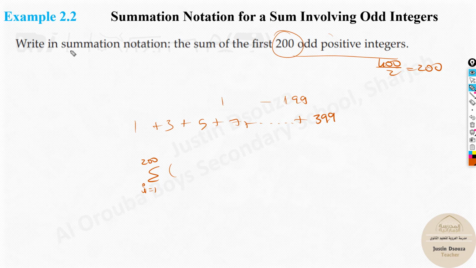Odd numbers are difficult, but if it was even numbers, we know it's 2, 4, 6, 8, 10, right? If you say x multiplied by 2, and we consider x to be 1, 2, 3, 4, we would get even numbers, because 2 times 1 is 2, 2 times 2 is 4, 2 times 3 is 6, and so on, right? So this is the general term for even numbers.